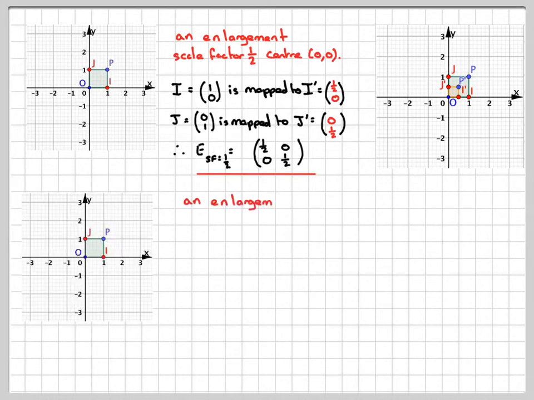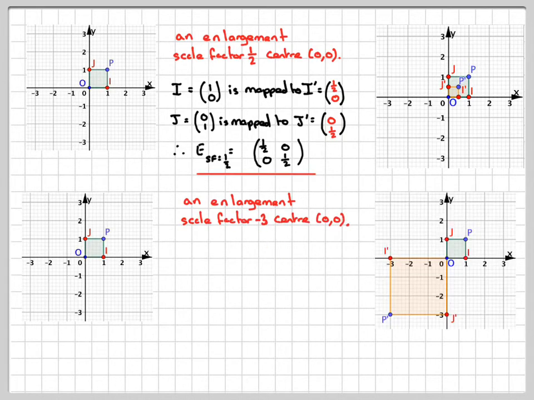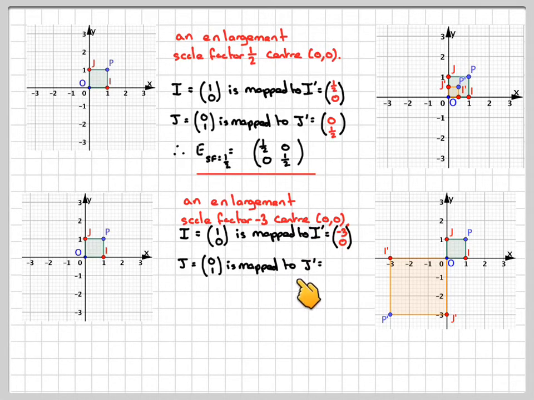Finally, let's consider what happens if we have a negative enlargement. So we're going to do scale factor minus 3. That will look like that. So i will move to this point here, so (1, 0) will map to (minus 3, 0), and (0, 1) will map to (0, minus 3). So i, (1, 0), is mapped to i dash, (minus 3, 0). j, (0, 1), is mapped to (0, minus 3). The matrix will be minus 3, 0, 0, minus 3.